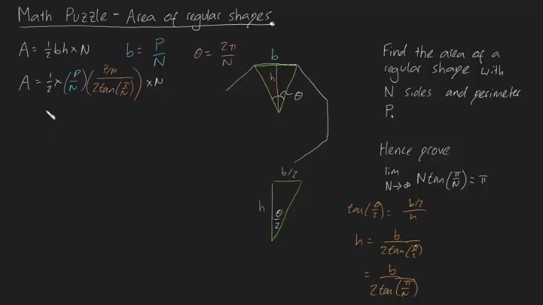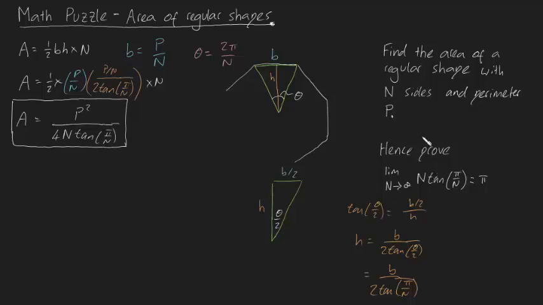Let's play the algebra game. We notice the 2s group at the bottom, the Ps group on the top, and there are some cancellations with the n, so we can actually write this as P squared divided by 4n tan pi on n. That is the generalized expression for the area of an n-sided regular shape. So we've answered the first question.